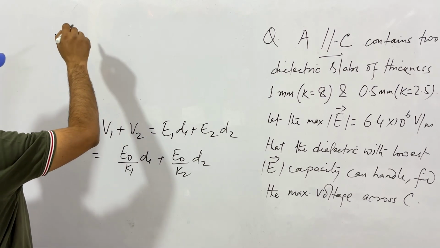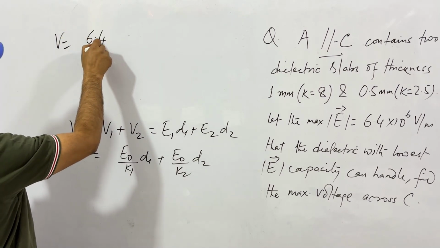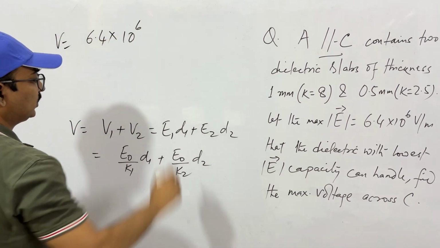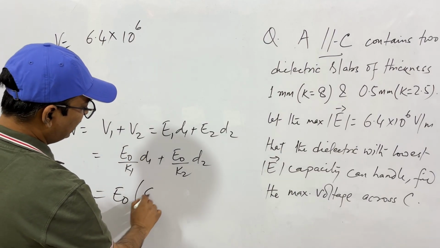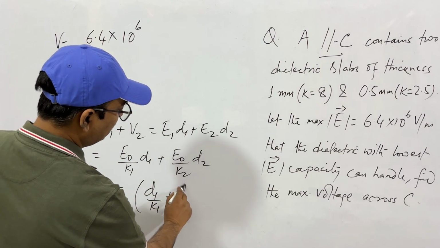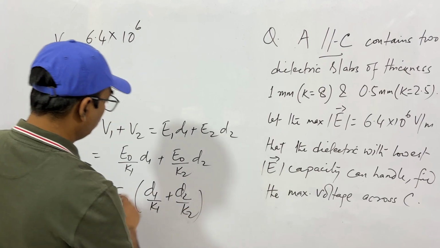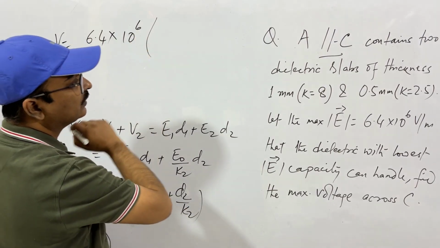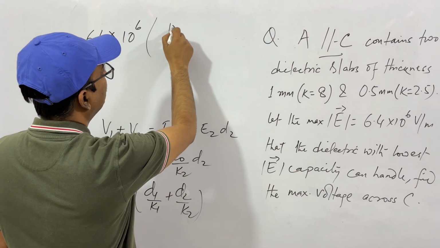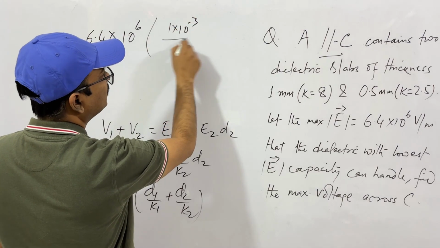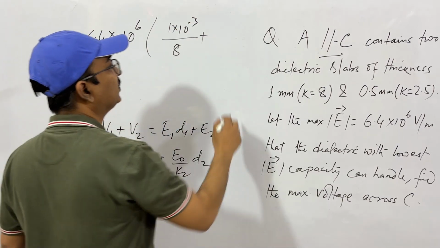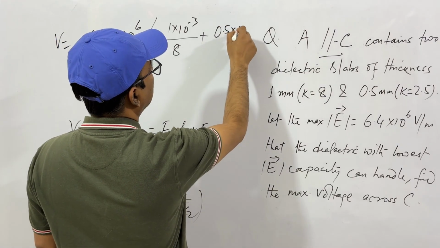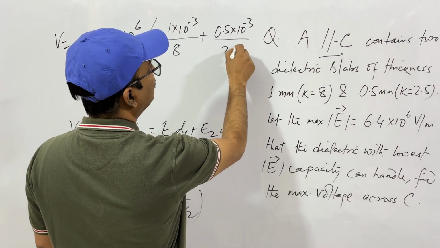So V will be E0, that is 6.4 into 10 to the power 6 volts per meter. I'm taking it out like this, E0. Then we have D1 by K1 plus D2 by K2. So what do we get? We get D1, thickness is 1 mm, that is 1 into 10 to the power minus 3 meters by K, that is 8. Then you have 0.5 into 10 to the power minus 3 meters by 2.5.